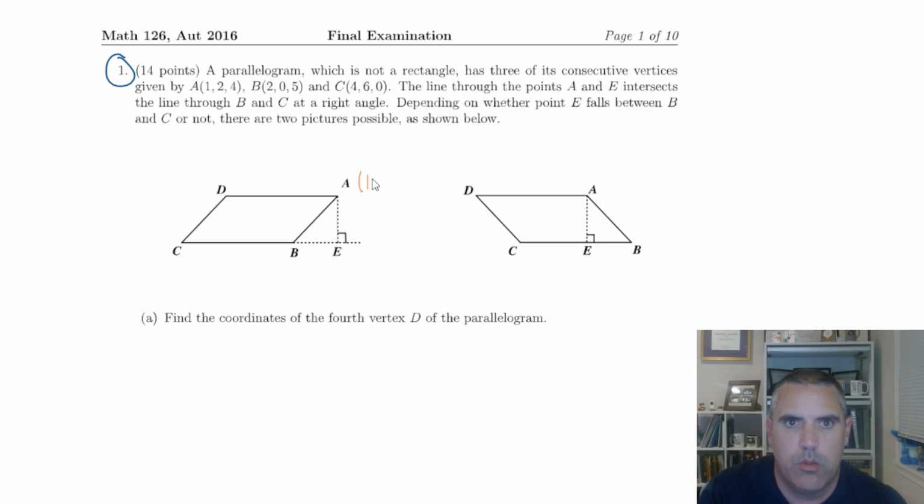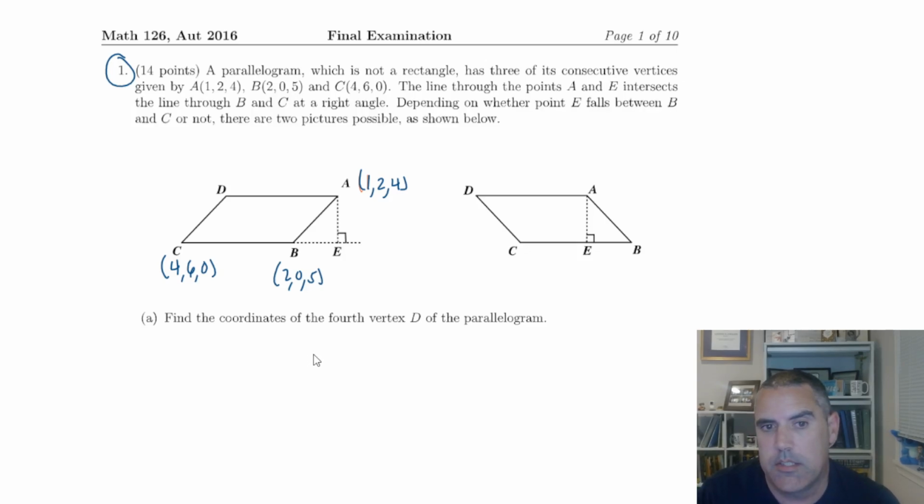A is 1, 2, 4. B is 2, 0, 5. C is 4, 6, 0. And I think that's it. And it says, find the coordinates of D. That's not so bad. So the big idea, if you're asked for a coordinate, is to turn things into vectors.